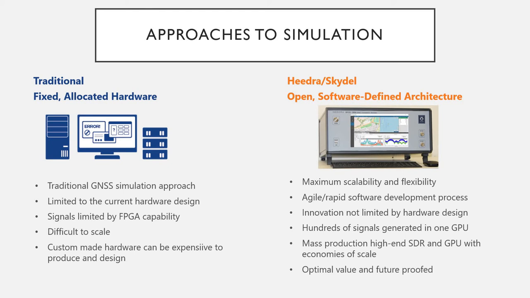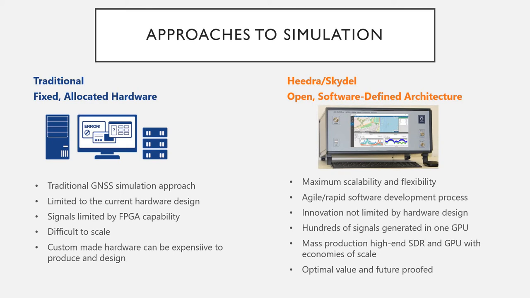It allows new features and new capabilities to be added pretty quickly and very promptly. It's not limited by the hardware design, because there are multiple different types of hardware out there. You can generate hundreds of signals in one graphics card, so you can simulate all in-view satellites very easily, in the region of 200 or so signals on a relatively strong graphics card.